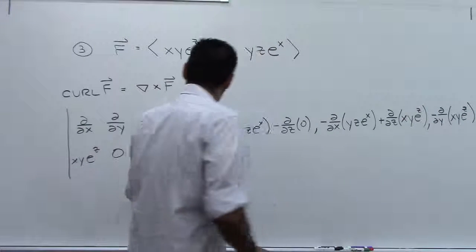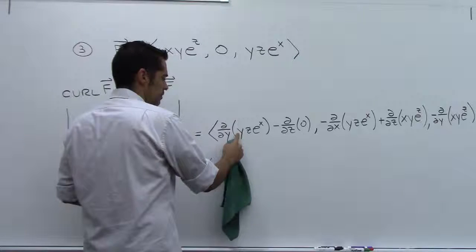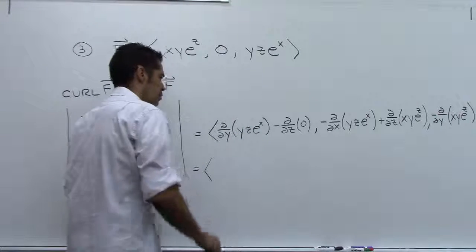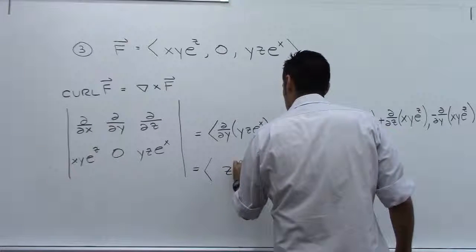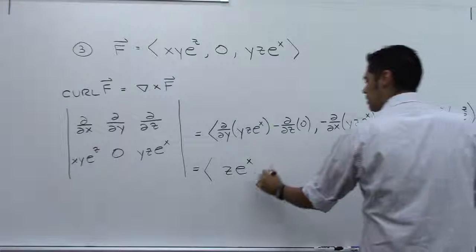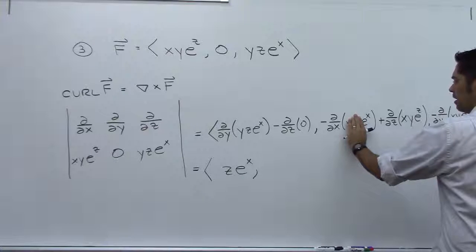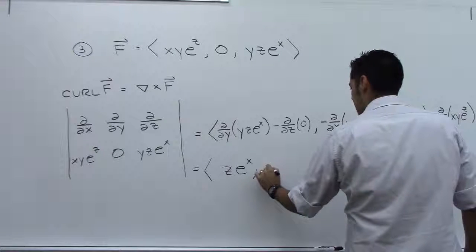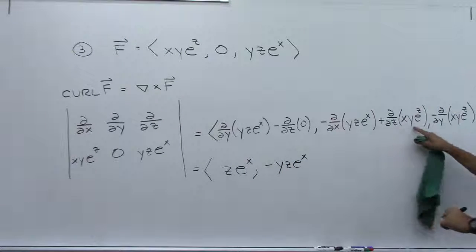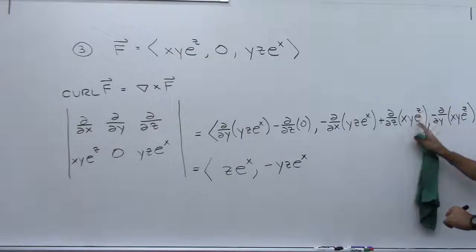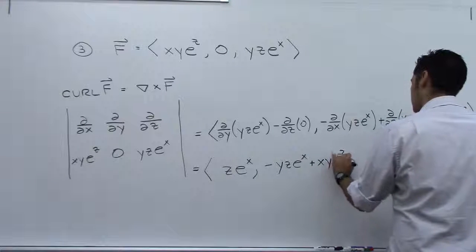All right, so let's go ahead and figure out what this is. We have the partial with respect to y of this, so y is our variable. This is all a constant. Derivative of y with respect to y is 1. So I get z e to the x minus 0, so that's not there. And here, partial with respect to x of this. Cover up the yz, derivative of e to the x is itself. So I'm just going to have negative yz e to the x plus the partial with respect to z of this. Again, x and y are constants. Derivative of e to the z is itself. So I have plus xy e to the z.